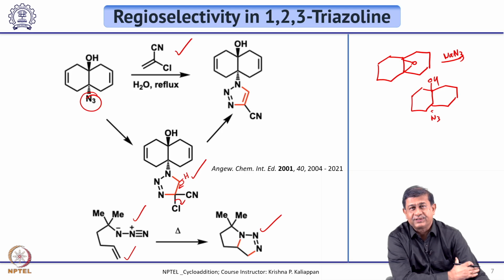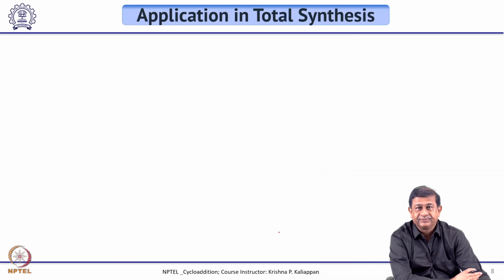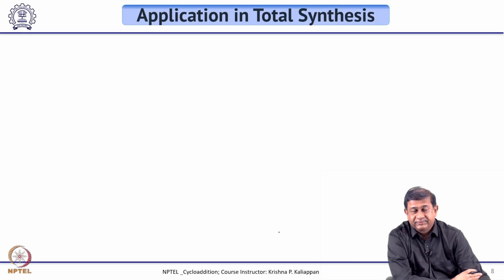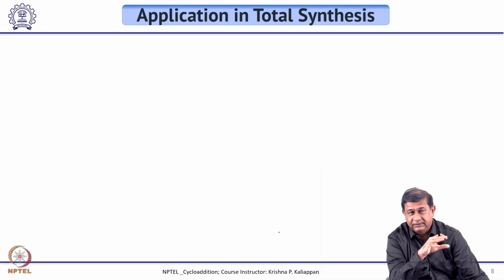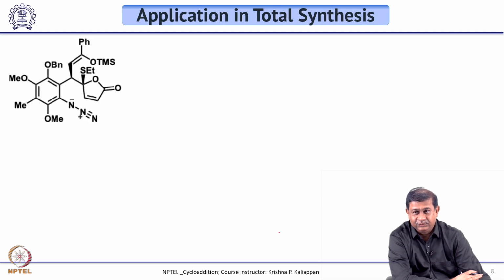Here there is no question of regioselectivity, since both are 5-membered rings. This type of 1,3-dipolar cycloaddition has been applied in total synthesis. However, it is not applied to make triazolenes, but the triazolenes have been converted into aziridines. So let us see how this has happened and how this 1,3-dipolar cycloaddition between azides and alkenes has been successfully used in total synthesis of natural products.